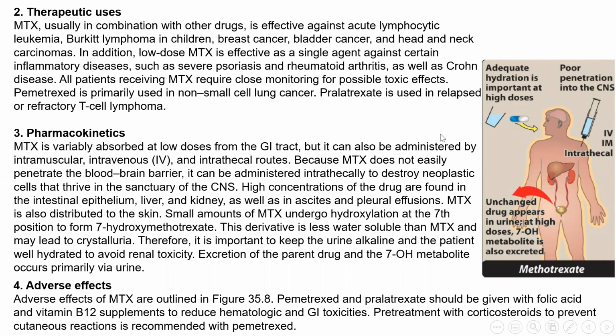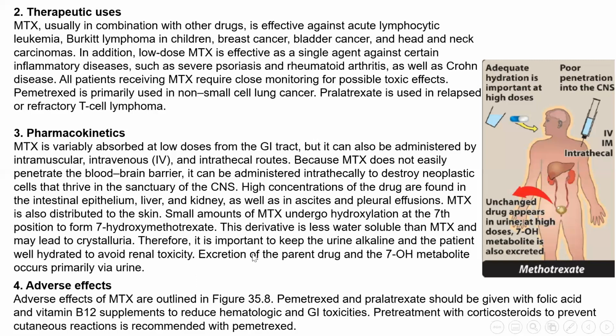With the pharmacokinetics, methotrexate is available for different routes of administration: parenteral administration, intrathecal administration, and also oral tablets, but I think for cancer it is mostly used by IM or intravenous administration. As we said, it is available as intrathecal because it doesn't pass the blood-brain barrier, a sanctuary of the CNS. And a high concentration of the drug can be found in different organs such as the liver and kidneys, and it also reaches the skin.